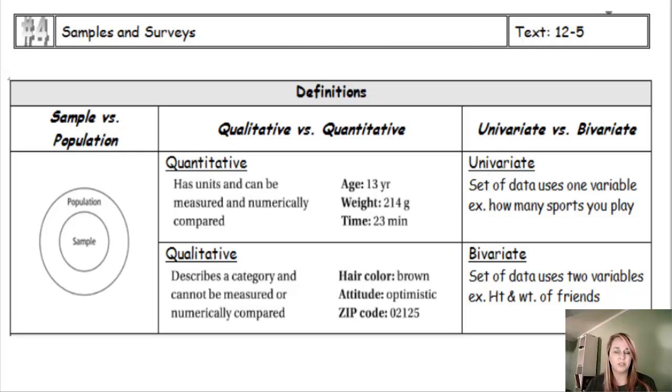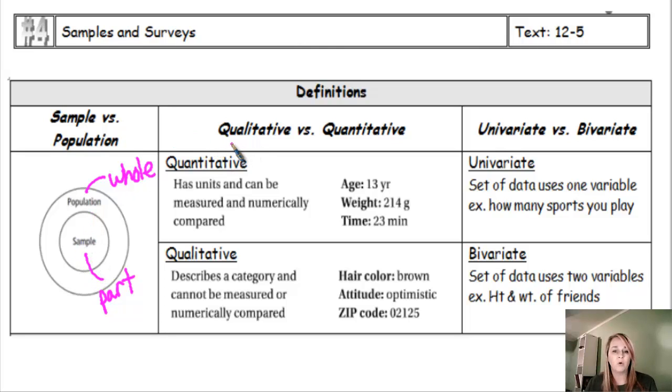There are a few definitions that we need to discuss before we get started. Sample versus population. Think of it this way. The population is the whole and the sample is part of that. Sometimes it's too difficult to survey everybody, say in the United States, to get how they feel about a particular topic. So what we do is we take a small sample of that whole population and ask them what they think about it, and use that to get an idea of what the whole population thinks. So the population is the whole thing. The sample is just a part.